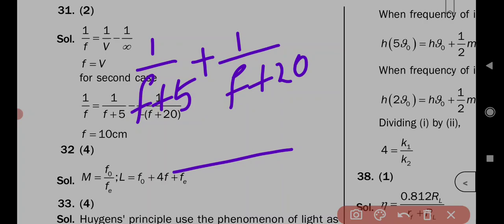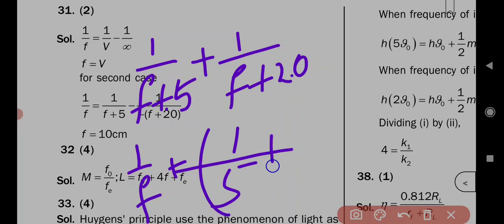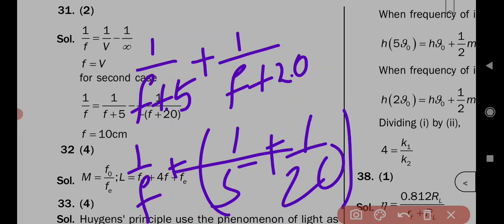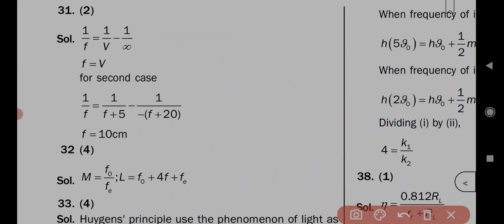How do we do this? So I'll take F as common. 1 by F as common. 5 plus 20 plus 5. 1 by 5 plus 1 by 20. 4 plus 1, 5 by 20. 4 is a 20. So if you solve it, guys, you'll get 10 centimeters. You'll get 10 centimeters. So you need to know some maths and you can calculate this.